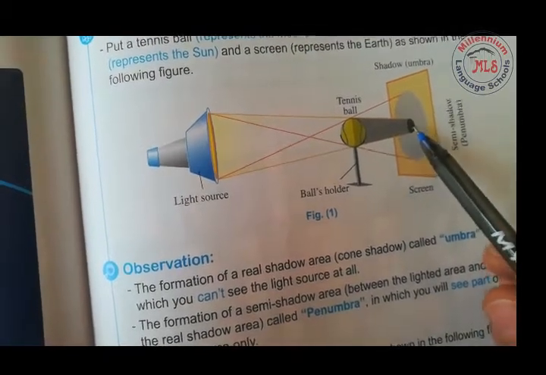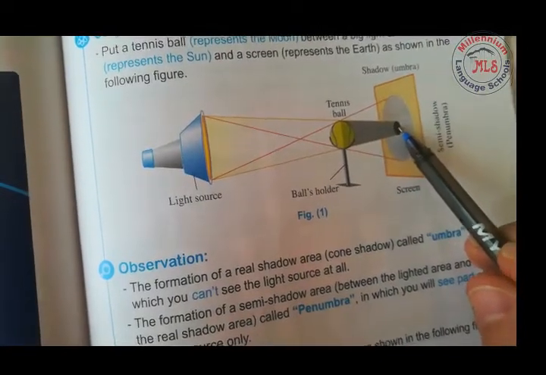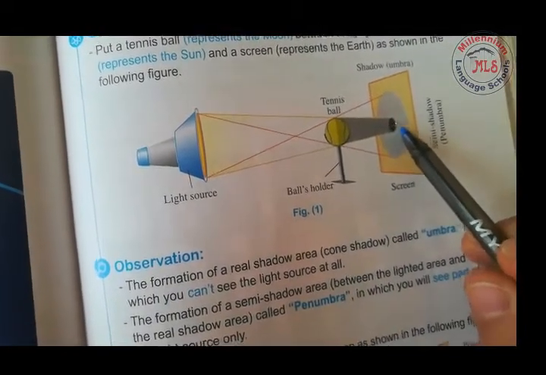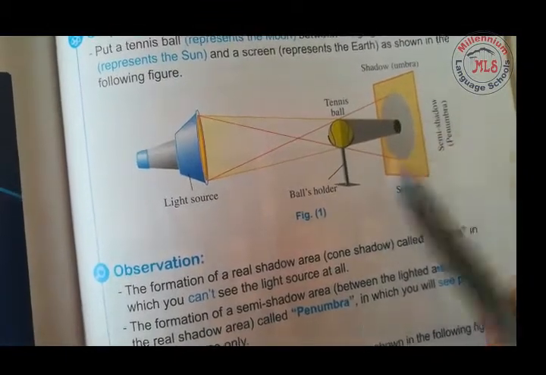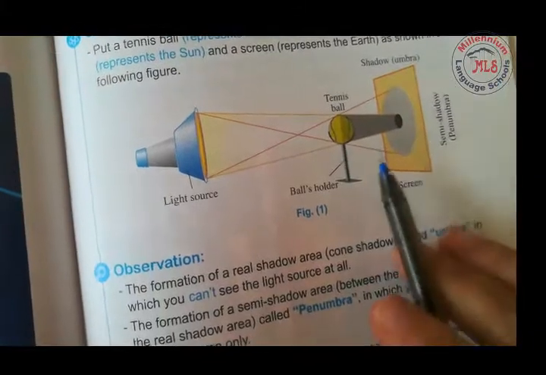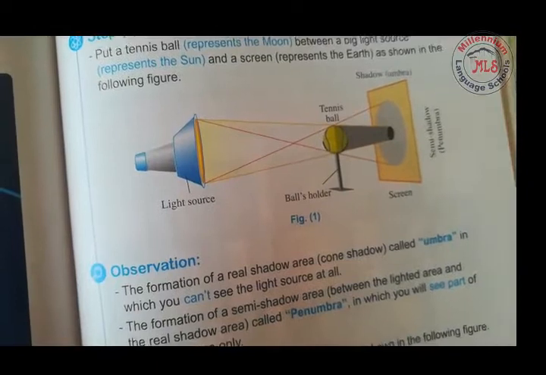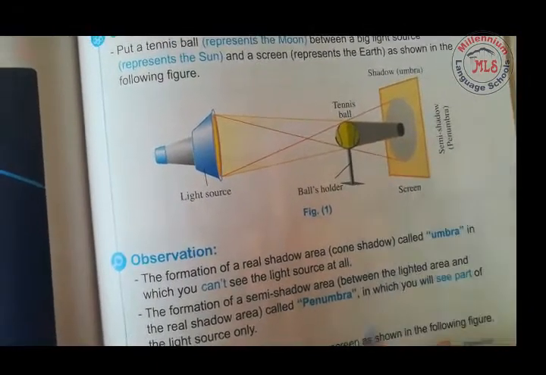If people are found in this area, they can see a total solar eclipse. In a total solar eclipse, they see the sun as a black disk with a corona of light around it. This is the first type.